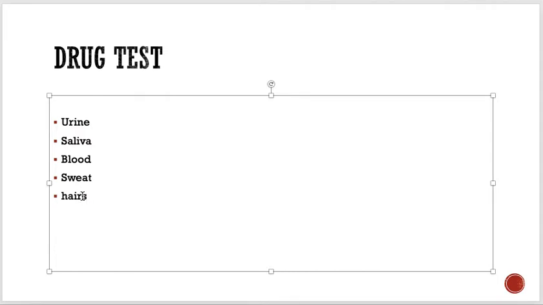Let's take the example of hash, or marijuana, or cannabis, tetrahydrocannabinol. That can be detected in your hairs for 90 days.